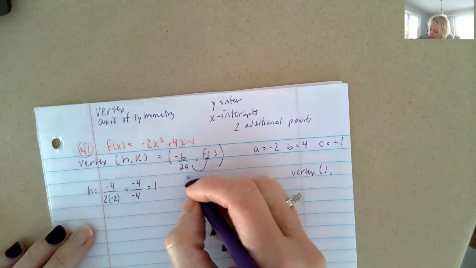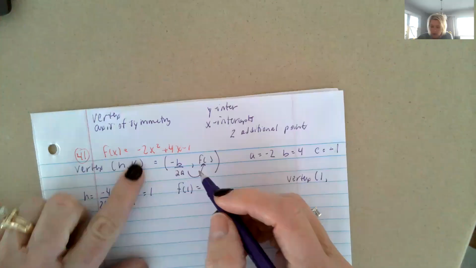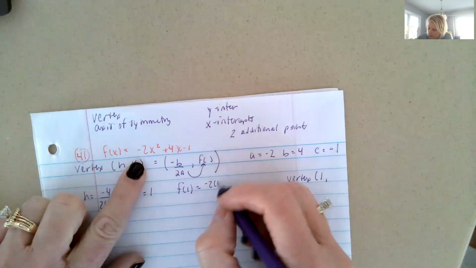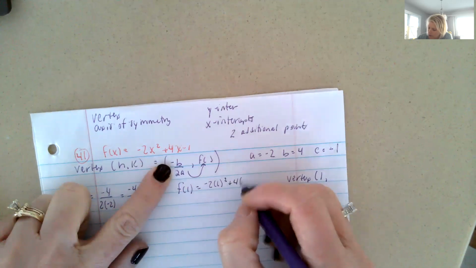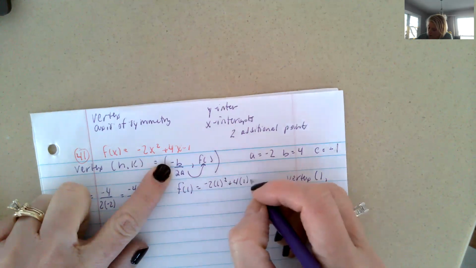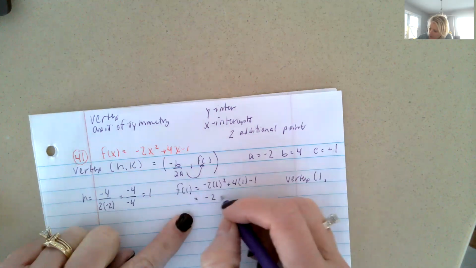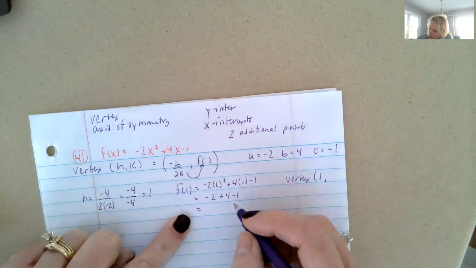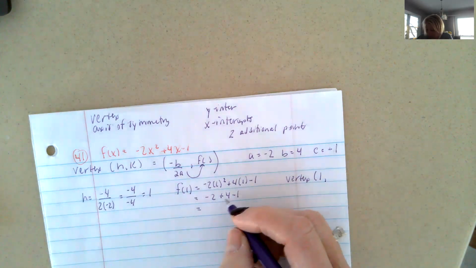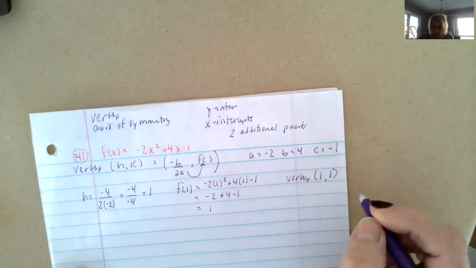And then my k is found by putting 1 into my function. So if I put 1 into my function, I get negative 1 squared, times 2, plus 4 times 1, minus 1. So negative 2 plus 4 minus 1 is a positive 1. So my vertex happens to be at (1, 1).